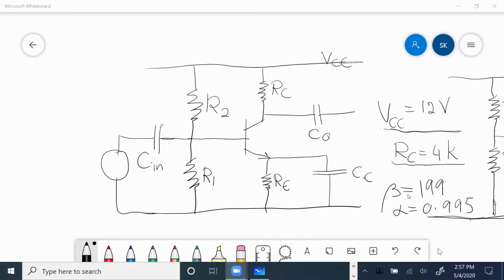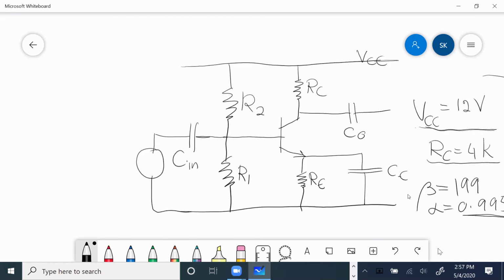VCC is known, RC is known. The transistor we looked up, and the beta value is 199. Okay. So now, how do we choose the value of RE? For now, we are not going to do the capacitors yet. We are going to decide about RC, R1, R2, RE.